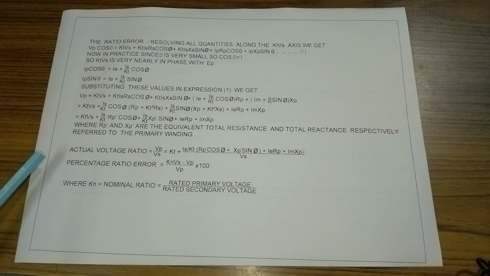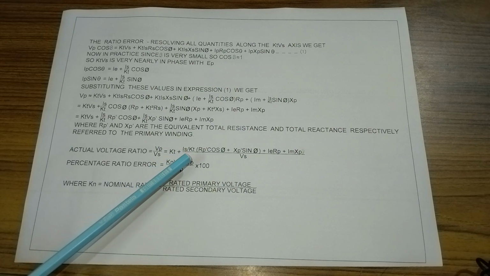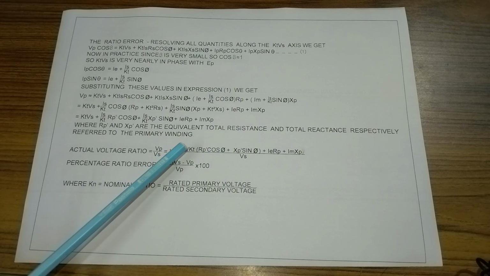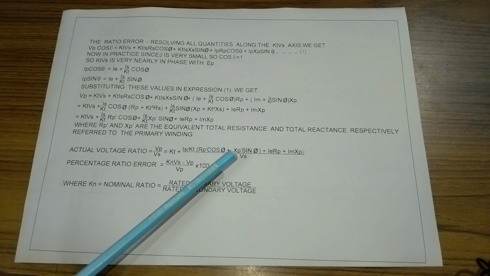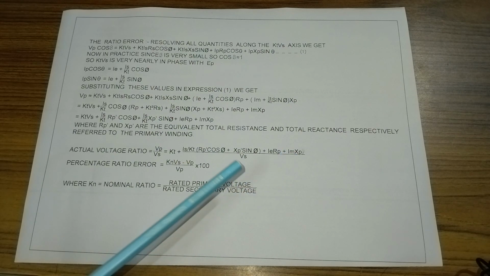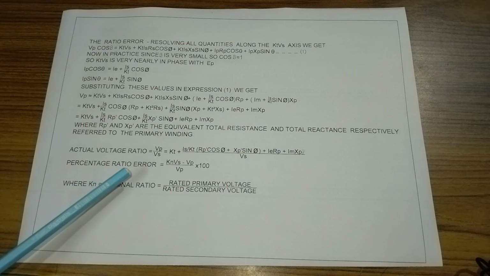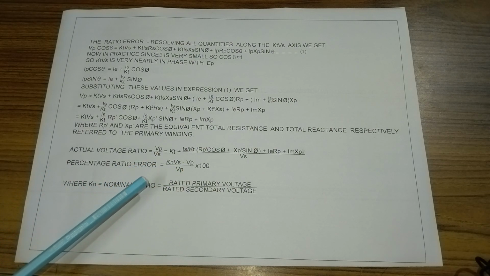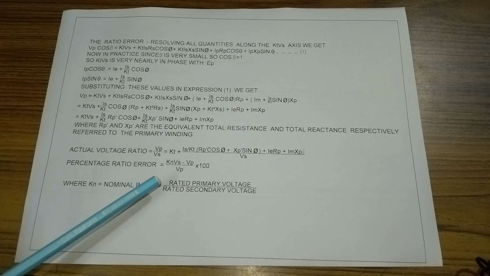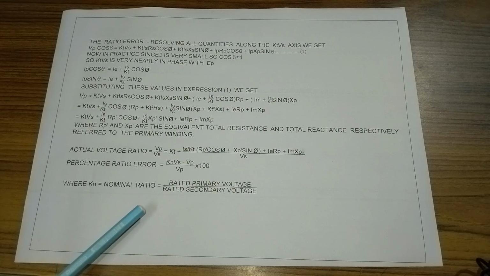Actual voltage ratio Vp by Vs is equal to KT plus IS by KT into within bracket RP dash cos phi plus XP dash sin phi bracket closed plus IERP plus IMXP divided by Vs. Percentage ratio error is equal to Kn Vs minus Vp by Vp into 100, where Kn is equal to nominal ratio, rated primary voltage to rated secondary voltage.